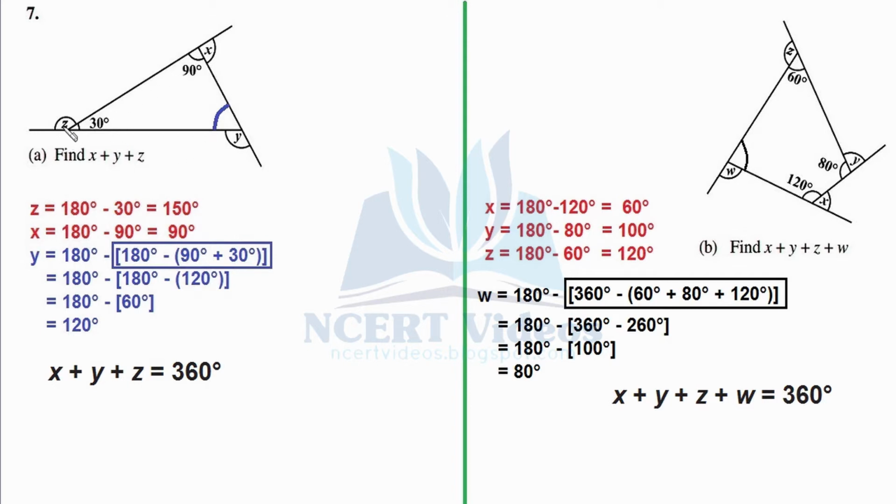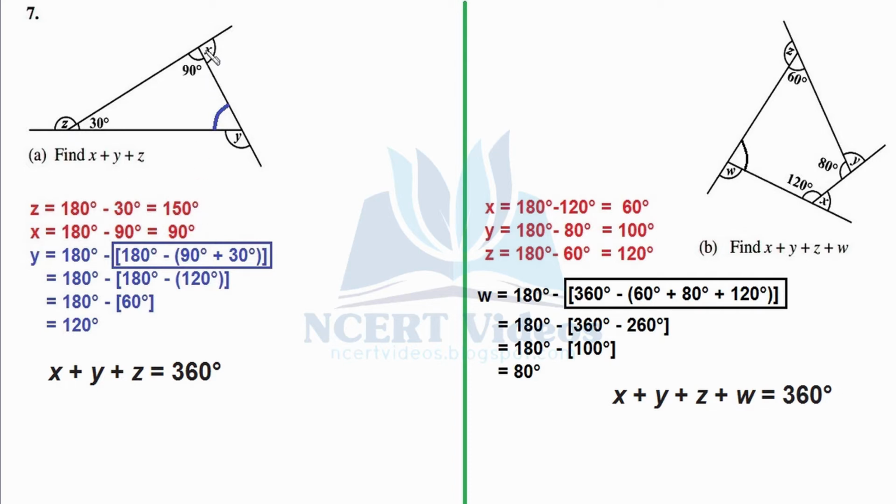Let's first focus on this angle z. This angle is given to us as 30 degrees. So we know very well from our previous standard that an angle on a straight line equals 180 degrees. That is, the addition of this angle z plus 30 will give us 180 degrees. So if we subtract 30 from 180, we will be able to find the measure of this angle z. So we did the same and we wrote it. z equals 180 degrees minus 30 degrees. It is simple, equals 150 degrees. We have found the measure of angle z equals 150 degrees.